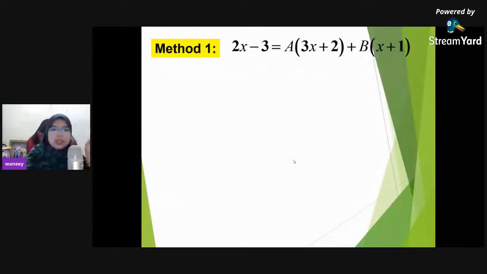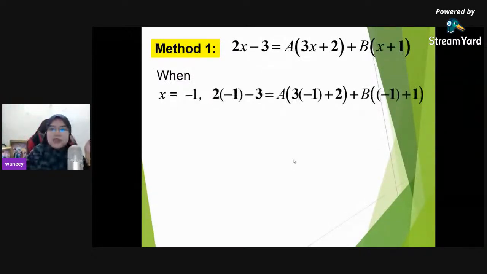Okay, so for the first one, I'm using substitution, with x equal to negative 1. So I simply substitute x equal to negative 1. This is the reason why I ask you to substitute with the zeros. If you substitute with the correct zeros, your factor will be equal to 0. So for example, over here, negative 1 plus 1 will become 0. So when you multiply it with B, this is automatically 0. So we are no longer having B, and we can easily calculate the value of A. So A will be equal to 5.